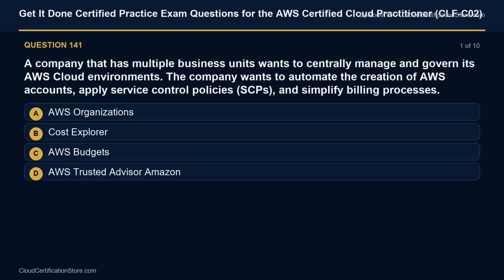Question 141. A company that has multiple business units wants to centrally manage and govern its AWS cloud environments. The company wants to automate the creation of AWS accounts, apply service control policies, SCP, and simplify billing processes. Option A, AWS Organizations. Option B, Cost Explorer. Option C, AWS Budgets. Option D, AWS Trusted Advisor.